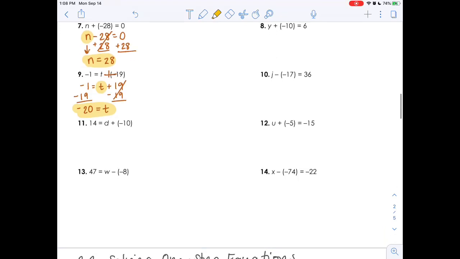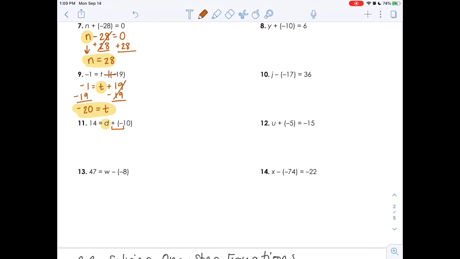Looking at number 11, I have 14 equals d plus a negative 10. Once again, you can just think of it as, if my variable is d, how can I get rid of this negative 10? Well, the opposite of negative 10 would be to add 10. But you could also simplify this and think, if I'm adding a negative, what am I really doing?